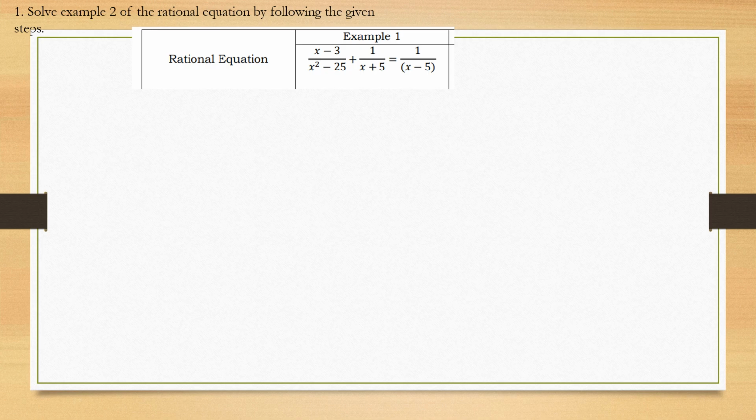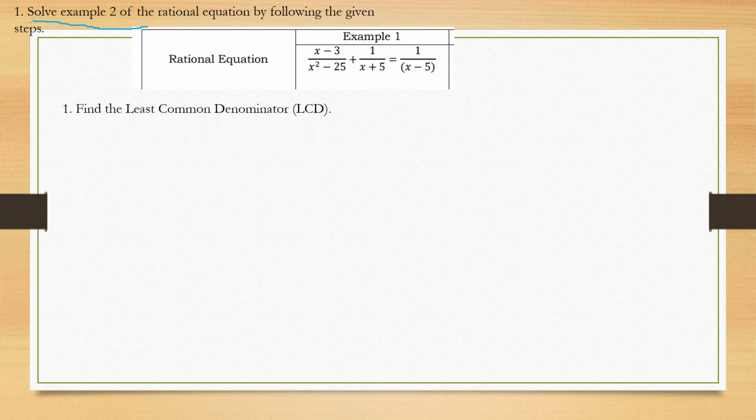Now that we are done with simplifying rational expressions, we can now move on to solving rational equations. To solve for rational equations, we will follow some steps. Let's start with the given x minus 3 over x squared minus 25 plus 1 over x plus 5 equals 1 over x minus 5.